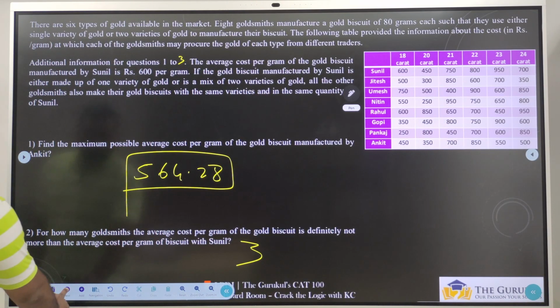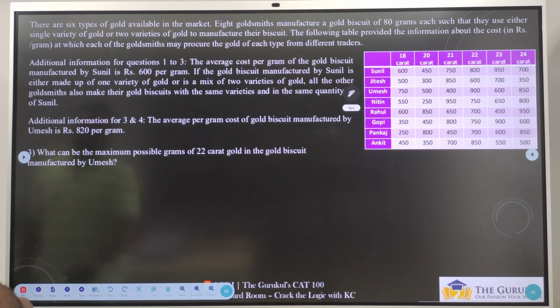Okay, perfect. Let's look at 3 and 4. What can be the maximum possible gram of 22 karat gold in the gold biscuit manufactured by Umesh? What is the additional information? The average per gram cost of gold biscuit manufactured by Umesh is 820 rupees per gram.